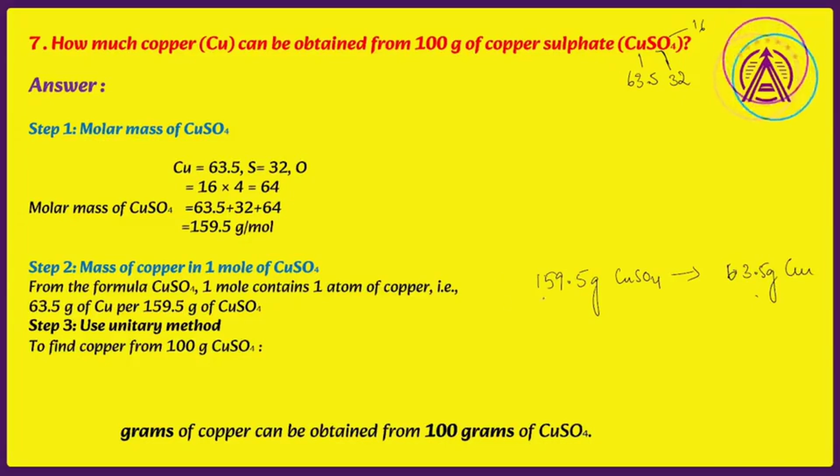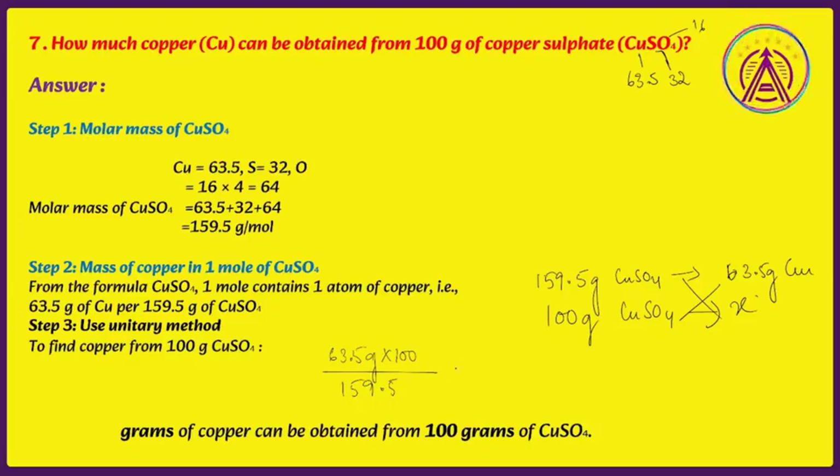Right? So if at all I reduce this 159.5 to 100 grams of copper sulfate, how much copper is there? Just do a cross multiplication. I will simply get 63.5 grams into 100 divided by 159.5, which is nothing but 39.8. So totally from 100 grams of copper sulfate, I can obtain 39.8 grams of copper.